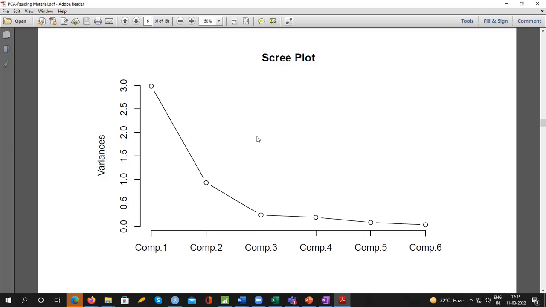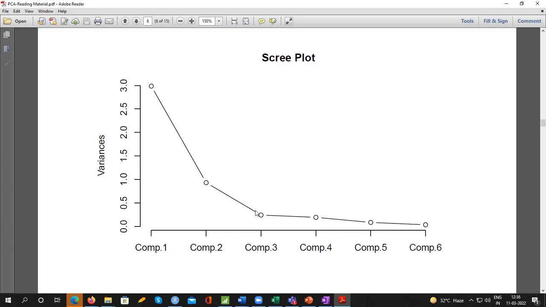Now where do you see the elbow? You may see the subjectivity. Some people might feel that this is an elbow at component 3. Some people might feel that this is an elbow. But normally in such a case I would prefer to call this the elbow, because after this point the distance between the x-axis and this curve is more or less constant. Here I can still see some significant difference.